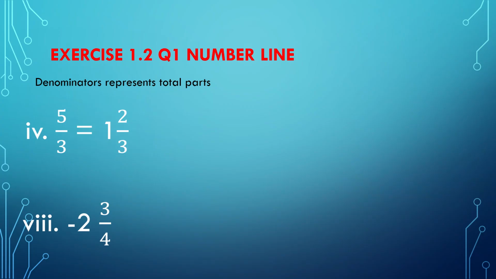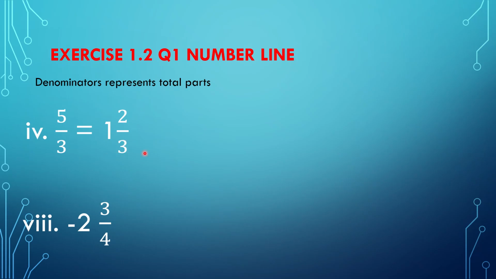Now part 4 of the same exercise, question number 1. Again we have to draw a number line, but this time we have an improper fraction. This 5/3 is an improper fraction. Why? Because we have a numerator greater than the denominator. So it means it's an improper fraction. Its value is always greater than 1. When we convert it into a mixed number, it will become easy for us to make the number line now. As you can see, it is greater than 1. It is 1 whole 2/3.